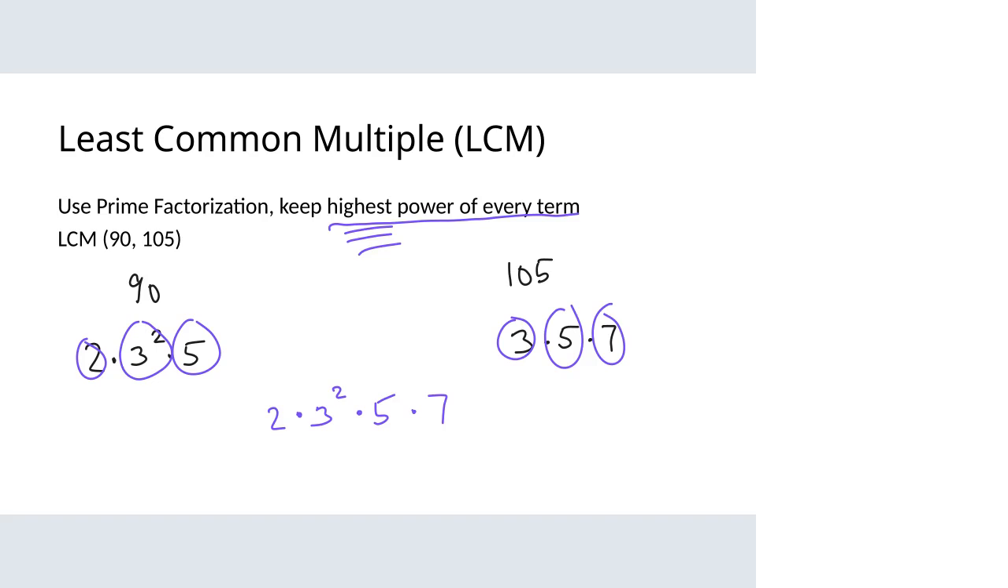Now I need to multiply all this together. Let's see, that's 2 times 9 times 5 times 7, 630. If I started listing out multiples of 90 and multiples of 105, the first one that I would get to that they would share would be 630. So that's the least common multiple, and that's how we find it, is by finding the prime factorization and then keeping the highest power of every term we see.